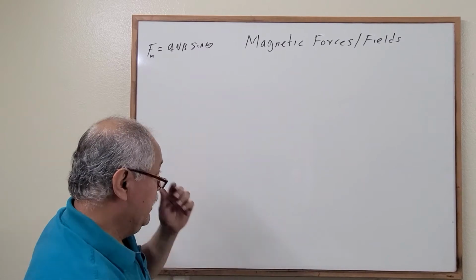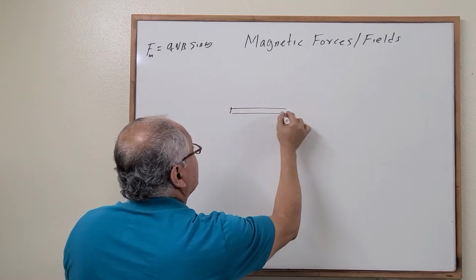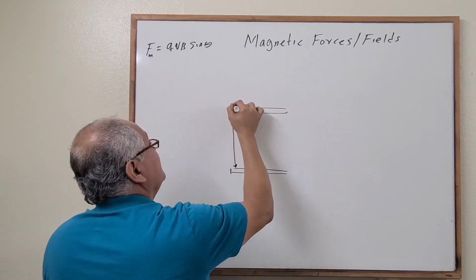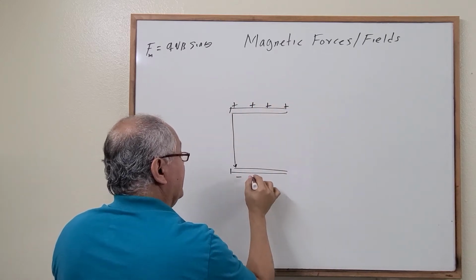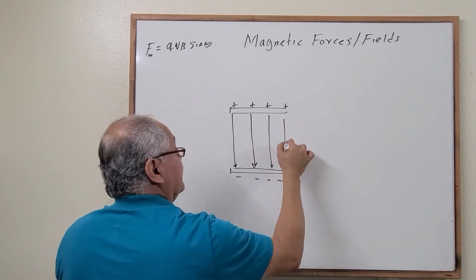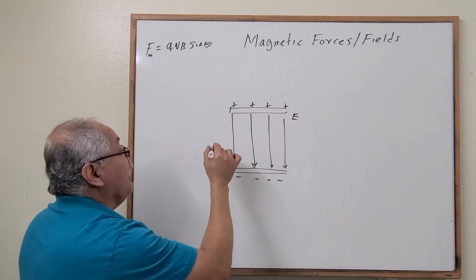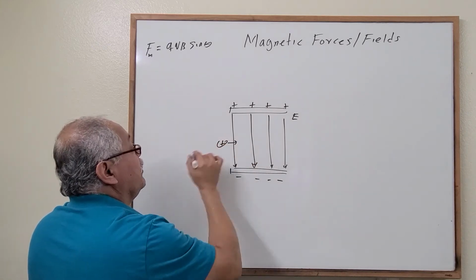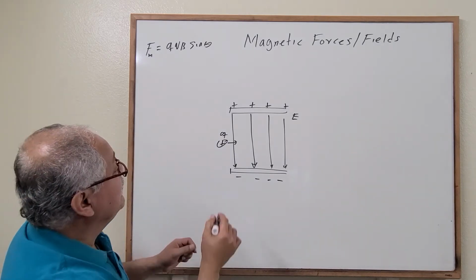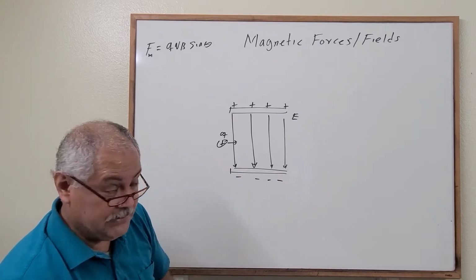For example, imagine that we have this plate, correct? And we have an electric field, positive, negative, and negative, correct? And this is the electric field. The electric field is constant. What happens if we have a positive charge going inside of this electric field? Well, the path is going to be right toward the negative plate.